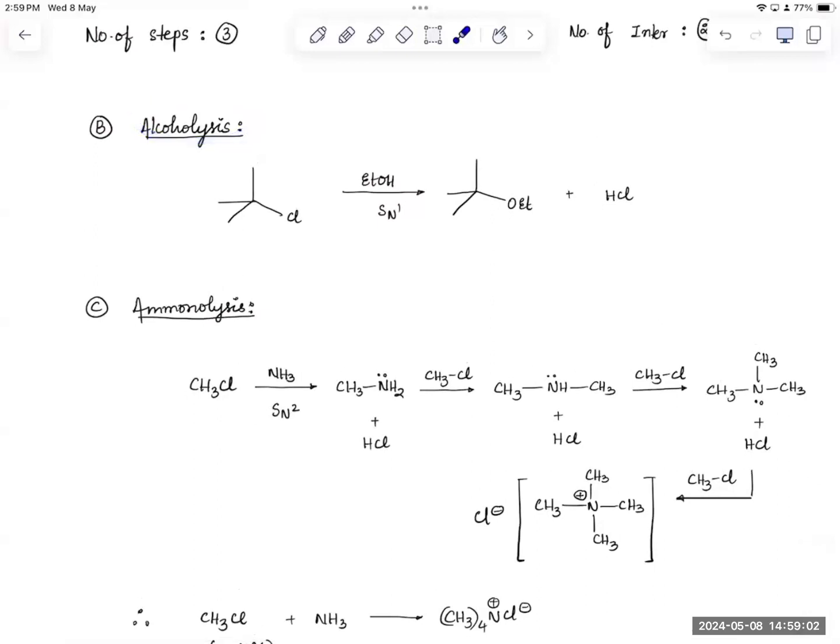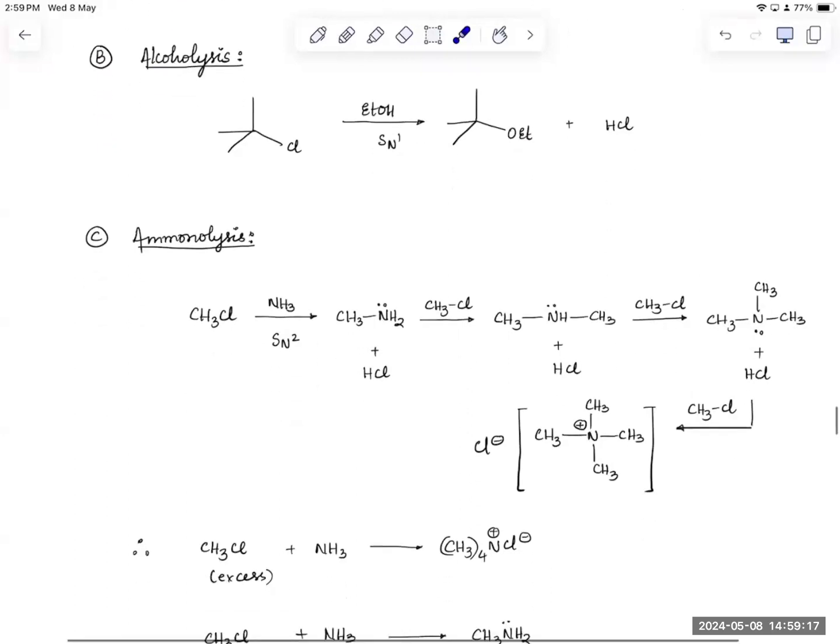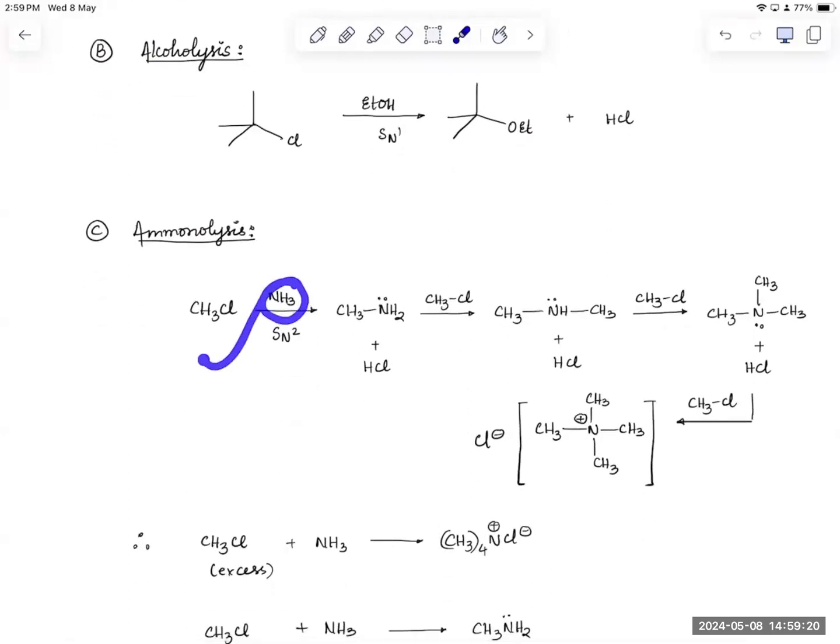Next, alcoholysis. Alcoholysis means when you are adding alcohol. If you add water, it is called hydrolysis. If you add alcohol, it is called alcoholysis. If you add ammonia, ammonolysis. If you're adding benzoic acid, benzenolysis, like that. If you notice ammonia being added here, this is going to happen via SN2 because it is the least crowded carbon. So simultaneous attack, simultaneous removal. So first you will get this one.